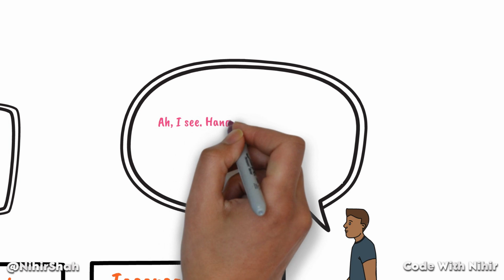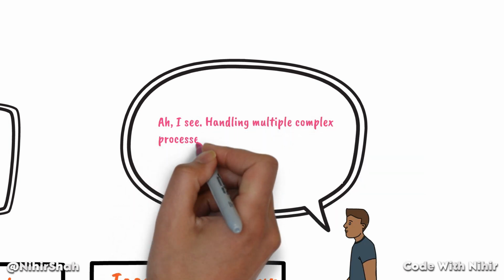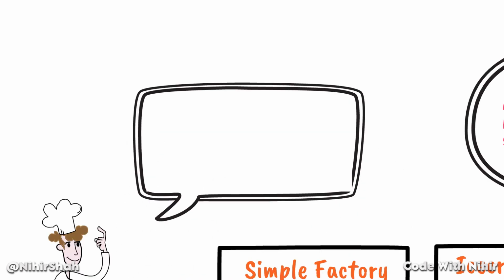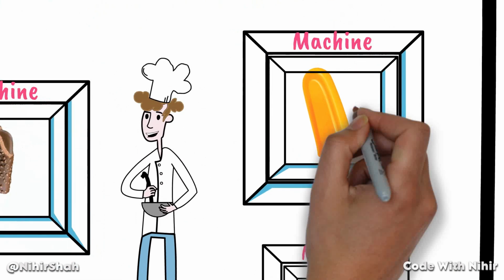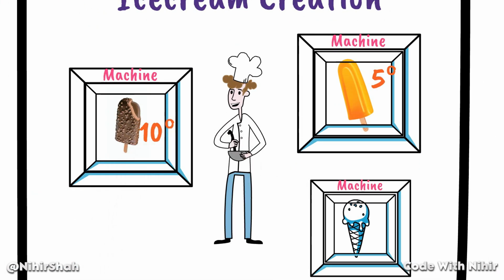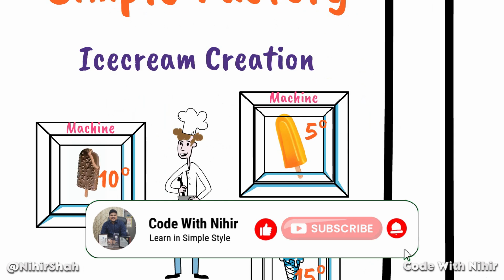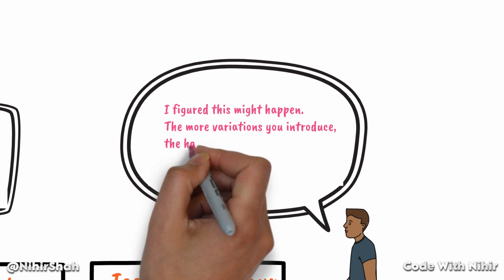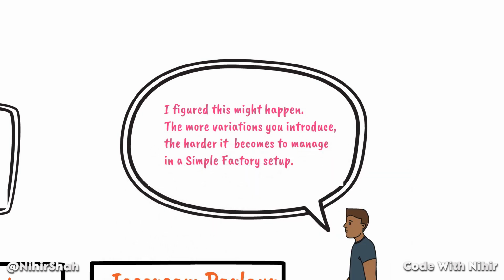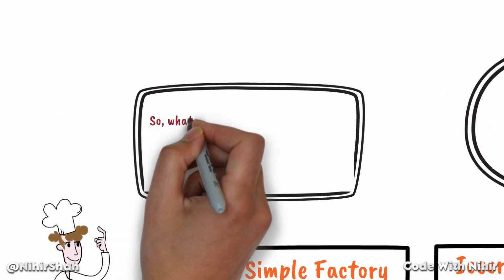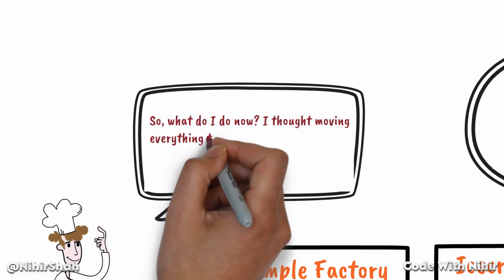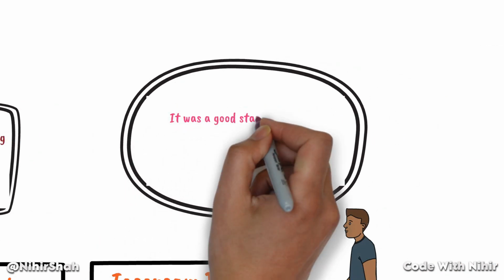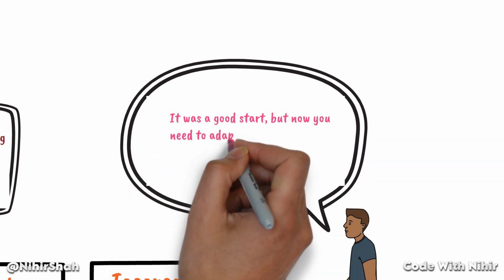I see. Handling multiple complex processes in a simple factory can get overwhelming, right? Exactly. Mango needs one temperature, chocolate needs another, and I'm constantly struggling to balance it all. I figured this might happen. The more variation you introduce, the harder it becomes to manage a simple factory setup. So, what do I do now? I thought moving everything to one factory was the ultimate solution. Yeah, it was a good start, but now you need to think differently.